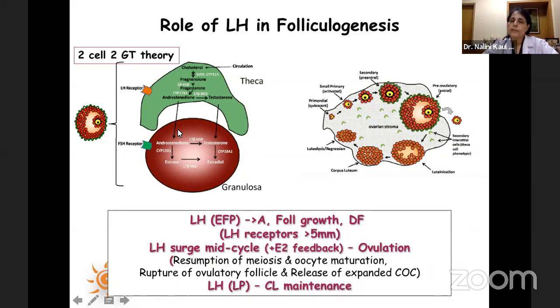So in the early phase of the cycle, LH is very important for increasing the intra-ovarian androgens and for growth and selection of the dominant follicle. And in the mid-cycle, it's important for the mid-cycle surge. That mid-cycle surge leads to resumption of meiosis and oocyte maturation, expansion of the cumulus oocyte complex, and rupture of the follicle. Thereafter, LH maintains the corpus luteum and allows the progesterone secretion to happen. And if pregnancy were to ensue, it allows for maintenance of the pregnancy. So you can see what an important role LH has in folliculogenesis, and it should never be ignored.